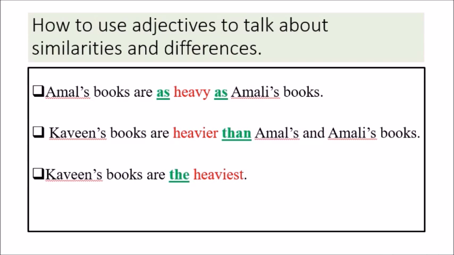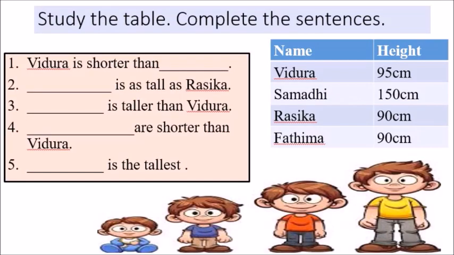Now let's check your understanding. Dear children, it's time to do an activity. Study the table. Complete the sentences. Number 1. Vidura is shorter than black. Number 2. Black is as tall as Rasika. Number 3. Black is taller than Vidura. Number 4. Black are shorter than Vidura. Number 5. Black is the tallest.